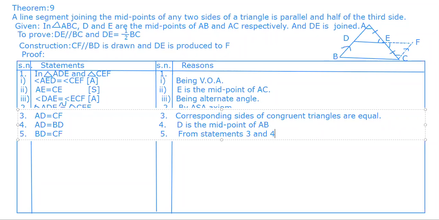From 3 and 4, both are AD, that is why CF and BD are equal. This CF and BD are parallel and equal. Now, BD and CF are equal and parallel from the given construction. Here we have constructed BD parallel to CF by construction.